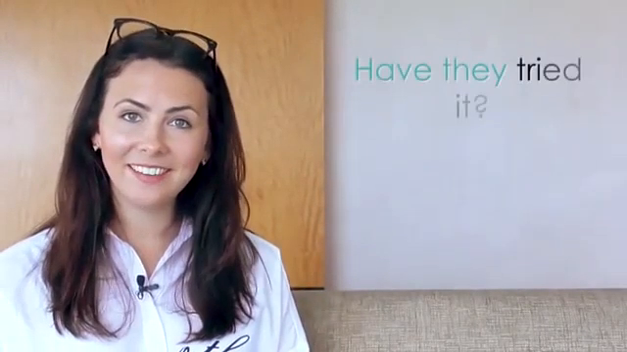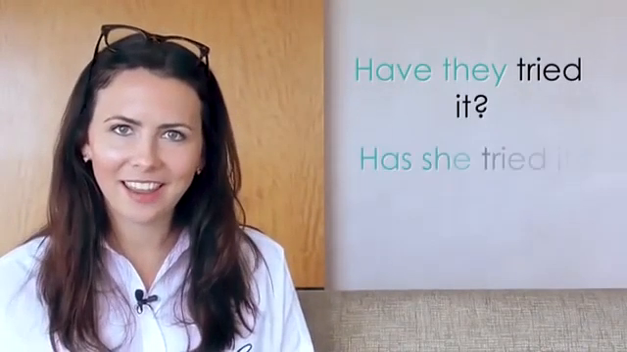Have they tried it? Has she tried it? Where was he living before? Where were they living before? So the relationship between the auxiliary verb and the subject is one that you need to pay close attention to.